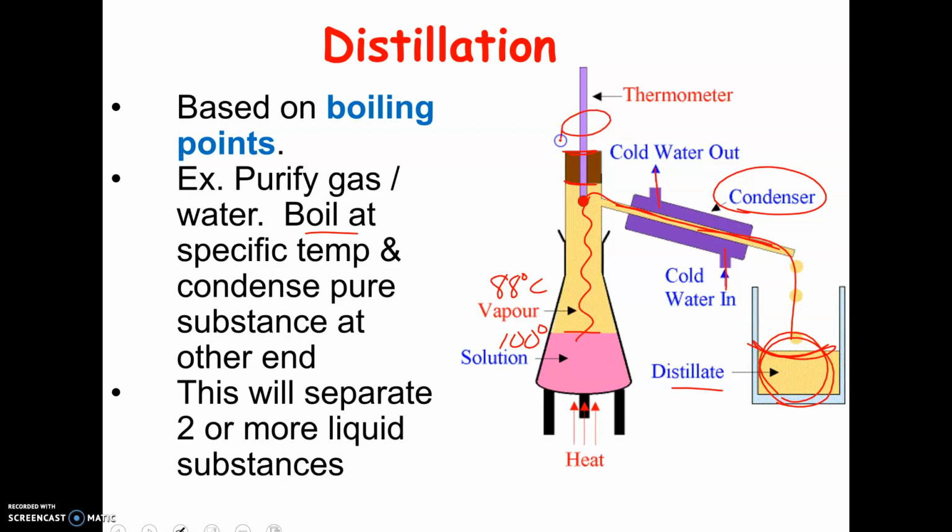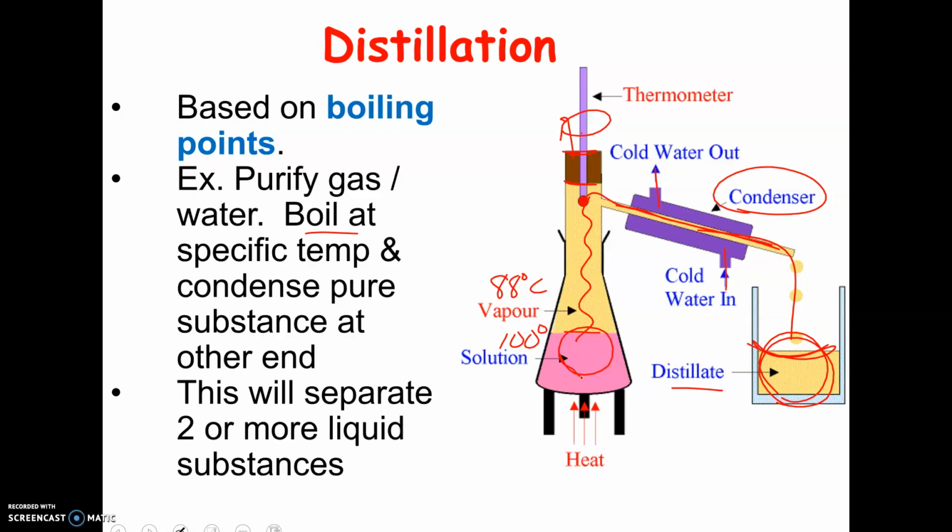And as soon as you saw the temperature going up again, you would know all the octane had boiled out, and now whatever's left would be impurities. Usually you're going to separate 2 or more liquids. You could separate something like sugar and water this way if what you wanted was the water.